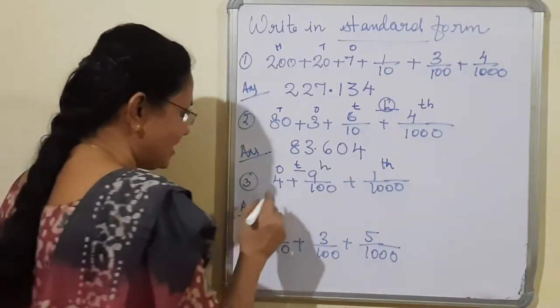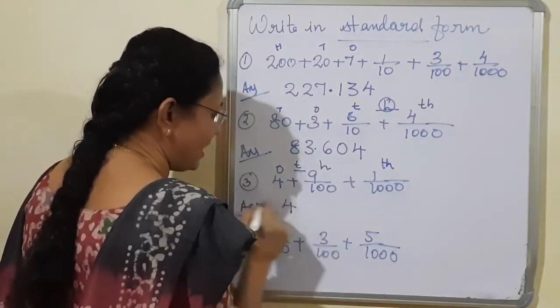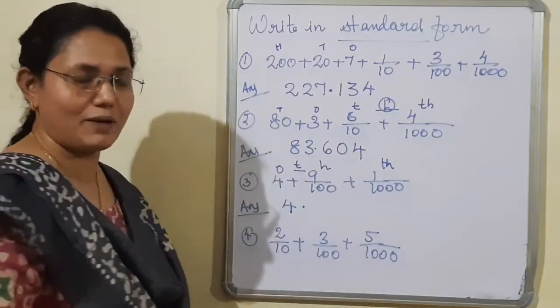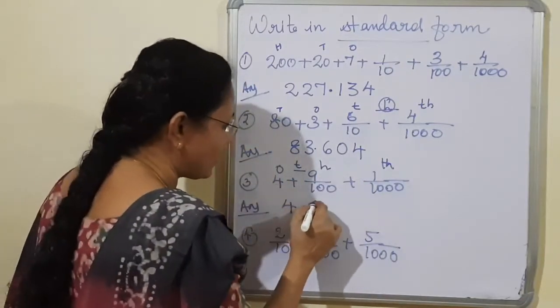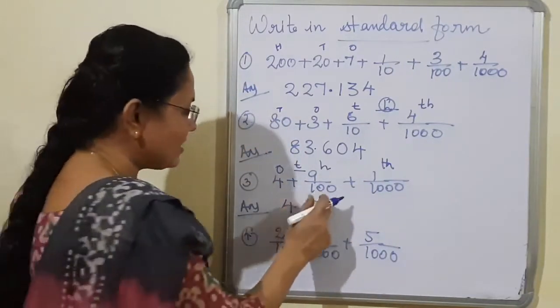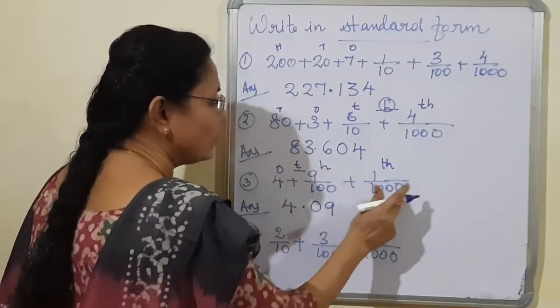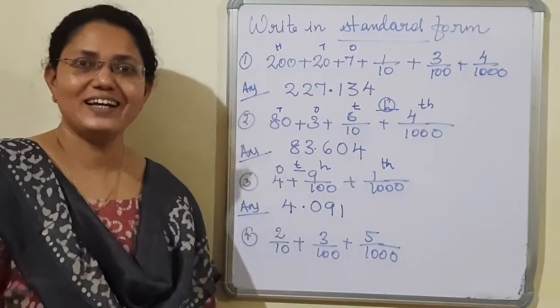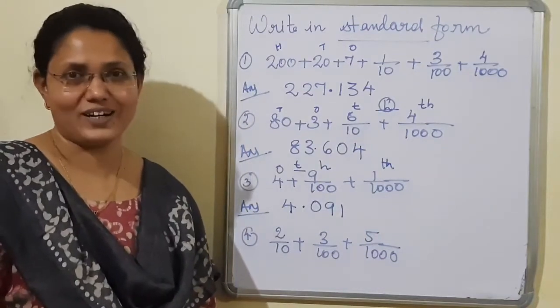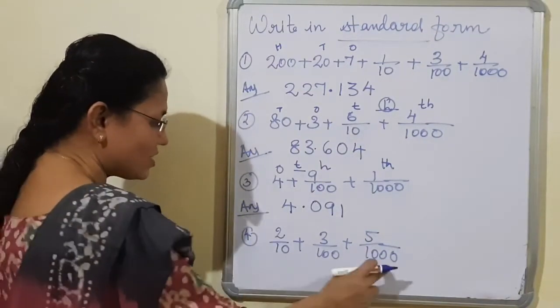Okay, now we can write first whole number 4 only. Just after that, put the decimal point. Next 10th place should be there. It is not given here. We can write 0. 100th it is 9 and 1000th it is 1. Here the answer is what? 4.091. Okay, now we can do the last one.